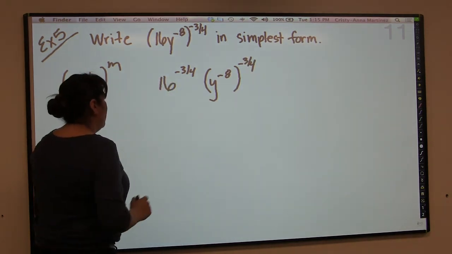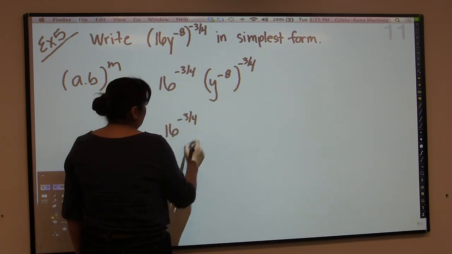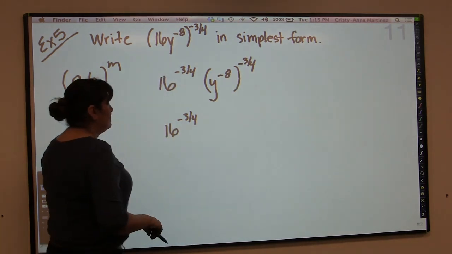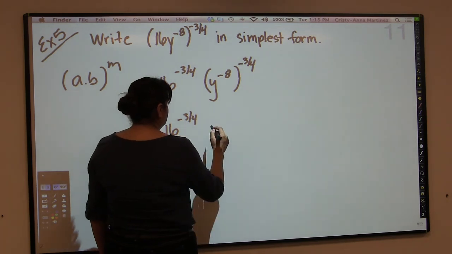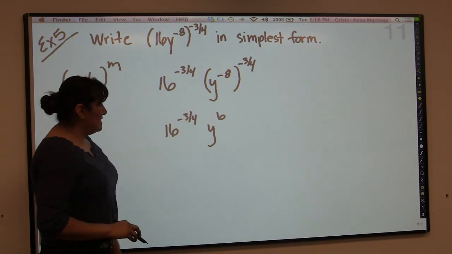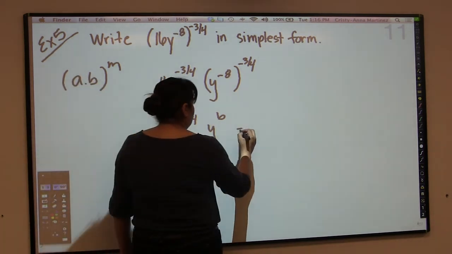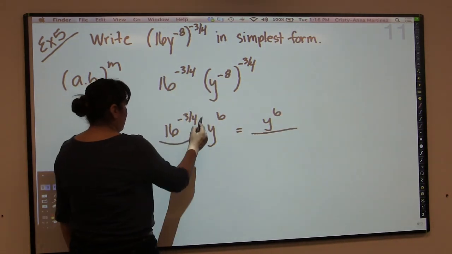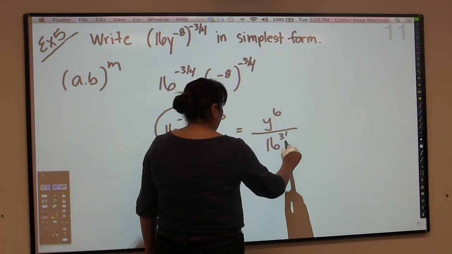Okay? So then we're going to simplify that further. I'm going to leave the negative 3/4 there for now. And then here we're going to multiply the exponents because it's a power raised to a power. So negative times negative is going to be positive. 8 times 3 is 24 divided by 4 is 6. So we're going to get y to the 6. That's nice because now the y no longer has a negative exponent. So then I can leave my y on top, and I have to move this guy to the bottom to make it positive. 16 to the 3/4 power.